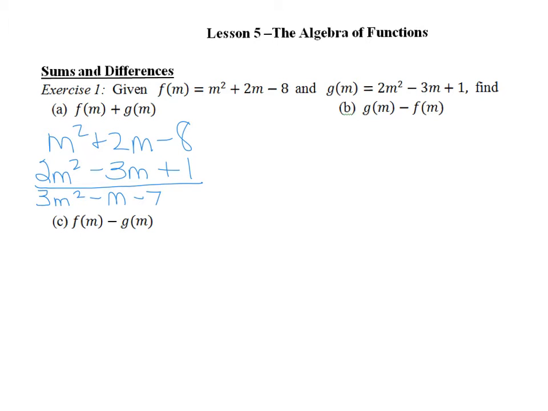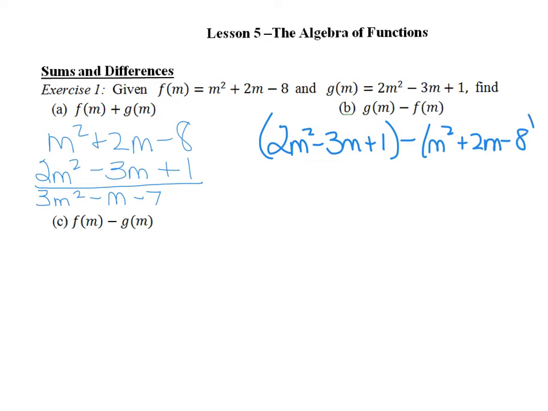The next example has us subtract the function g of m minus the function f of m. So when we do that, we are going to start with our first function, which is going to be the function g of m. So I'm going to take 2m squared minus 3m plus 1, and I'm going to subtract from it the second function, f of m, which is m squared plus 2m minus 8. The order in this subtraction is very important.